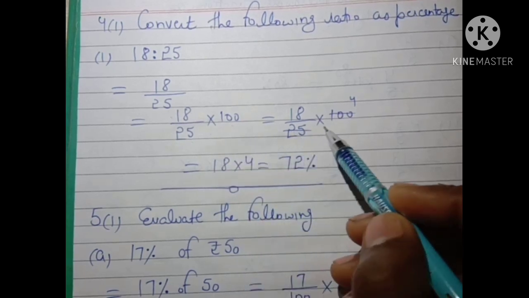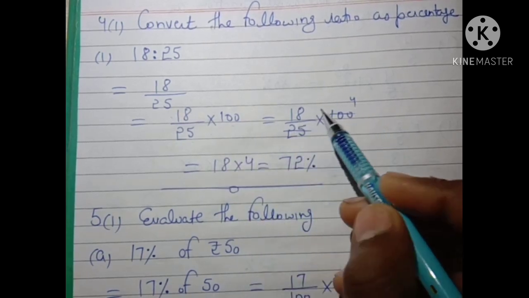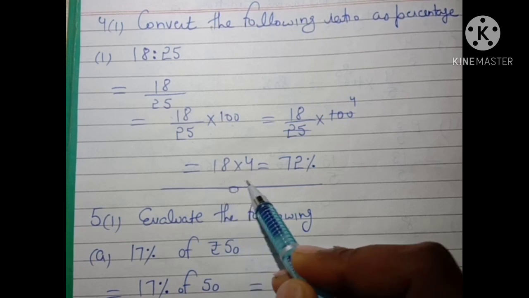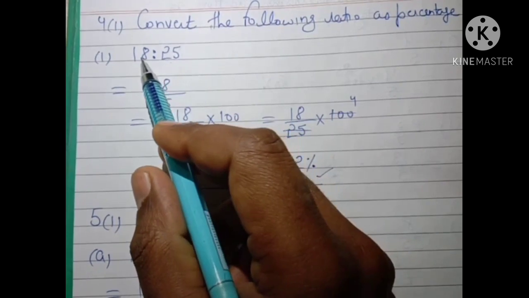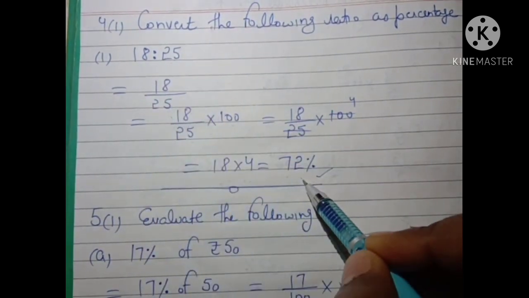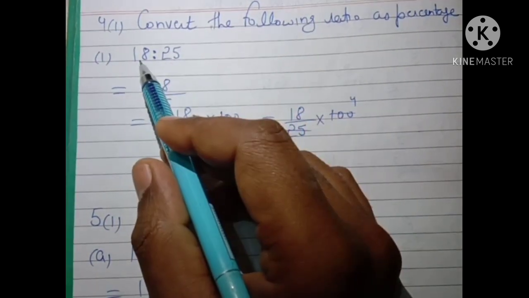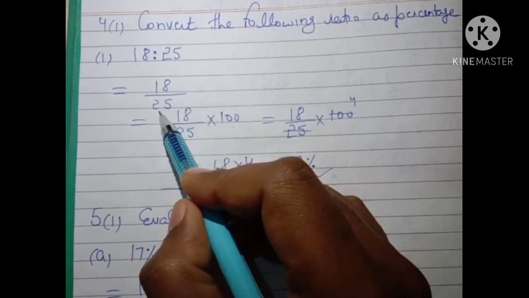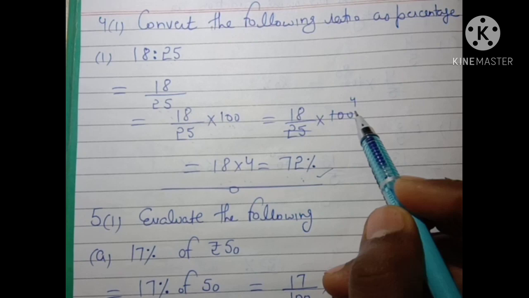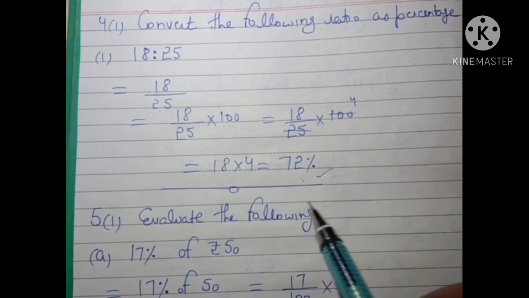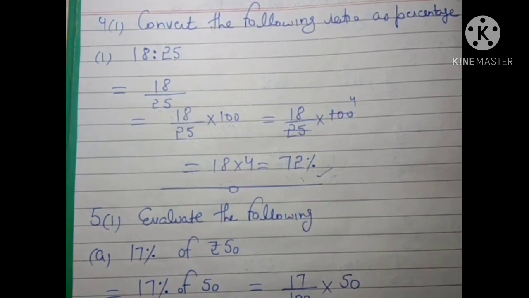And now you can see after doing calculation it will become 18 into 4. So 18 into 4 becomes 72%. So in this way we can convert this ratio into percentage. First of all we convert this ratio into fraction and then we multiply this fraction by 100 and after solving it will become 72%. And now you have to try the next two parts of this fourth sum by yourself.